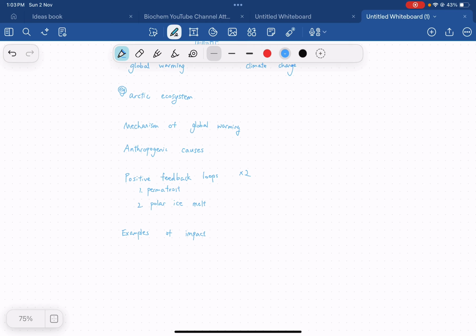And then we have some examples of the impacts of climate change. So the change from net carbon accumulation to net loss in boreal forest is one example of the impact of climate change.